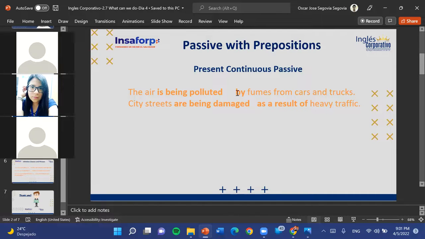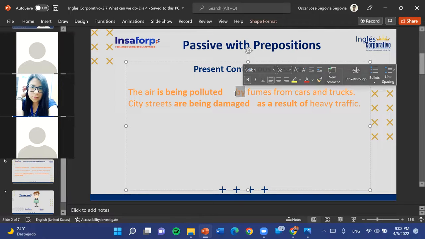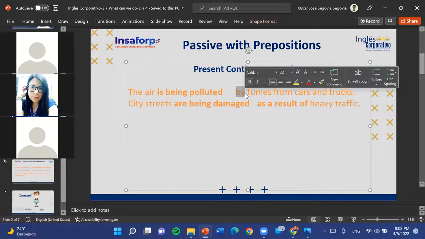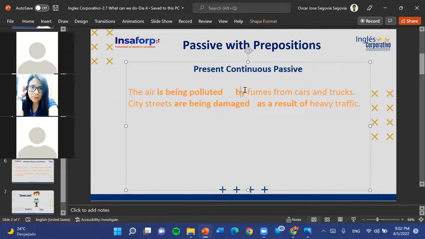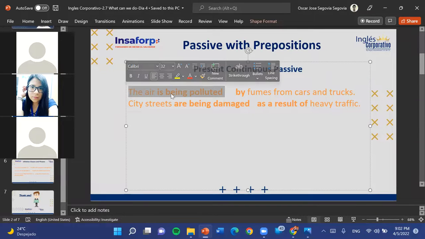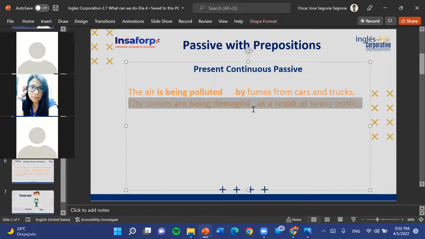Sí. Pero lo importante, no necesariamente, ¿verdad? Como en la mayoría de oraciones, va a ser el sujeto, sino que esta parte de acá, el hecho de que el aire está siendo contaminado. The air is being polluted. Then we have this responsibility phrase or connector phrase in which we state by whom, like who is carrying out this action. And here it would be not necessarily a person or a group of people, but inanimate things. In this case, it would be by fumes from cars and trucks, but they are the ones responsible for the pollution of the air. For the second one, the city streets are being damaged.